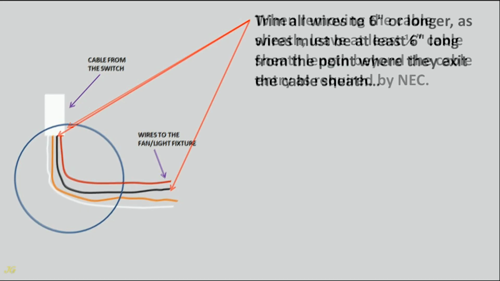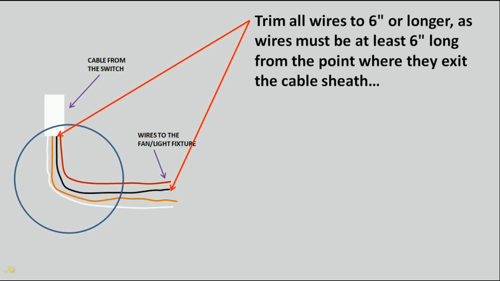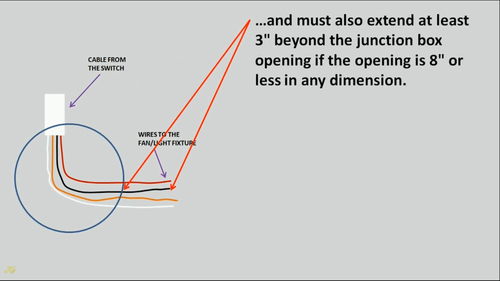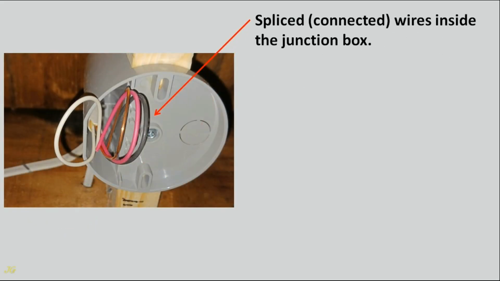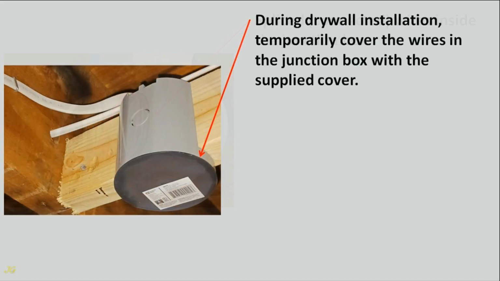When removing the cable sheath, leave at least 1/4 inch cable sheath length beyond the cable entry as required by NEC. Trim all wires to 6 inches or longer, as wires must be at least 6 inches long from the point where they exit the cable sheath, and must also extend at least 3 inches beyond the junction box opening if the opening is 8 inches or less in any dimension. Spliced, connected, wires inside the junction box. During drywall installation, temporarily cover the wires in the junction box with the supplied cover.